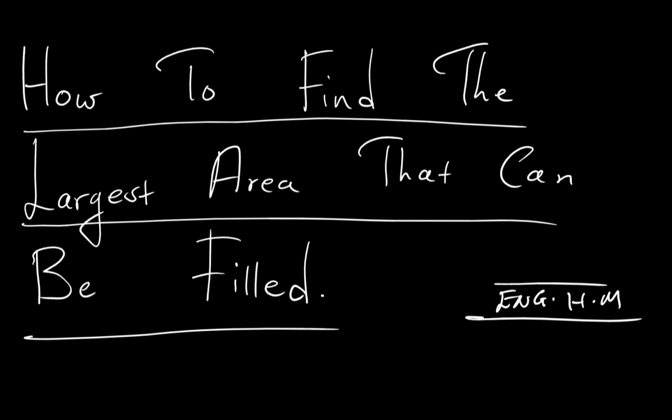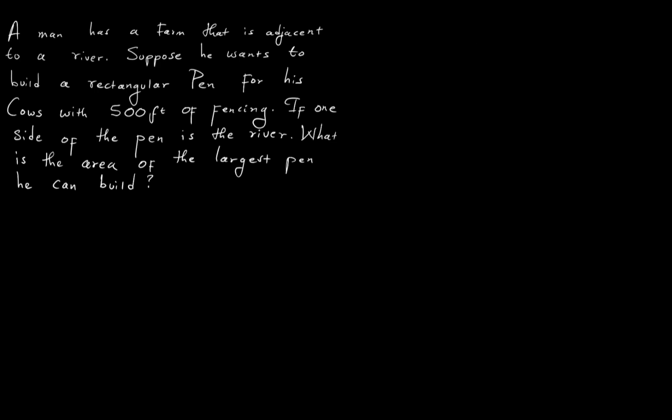So I'm going to explain this condition with an example. Now the question says, a man has a farm that is adjacent to a river. Suppose he wants to build a rectangular pen for his cows with 500 feet of fencing. If one side of the pen is the river, what is the area of the largest pen he can build?